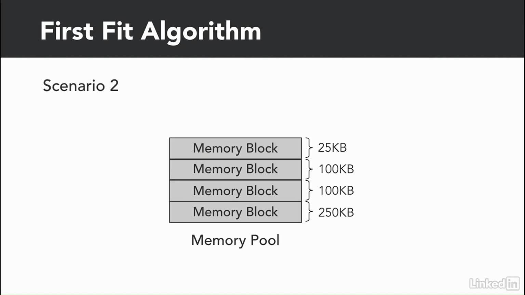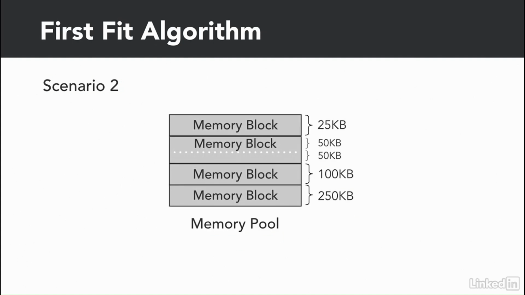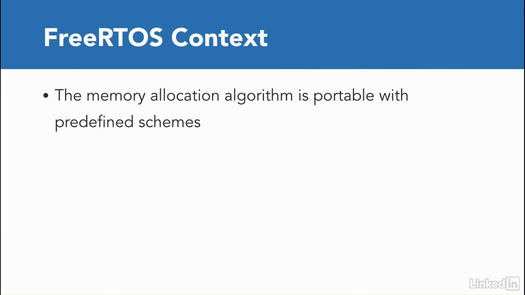In another example, if we have a memory space like this, to allocate the 50 kilobytes of memory space, the first fit algorithm will still find the second block as a fit. But this time, the remaining 50 kilobytes of this memory block can be available for other users. In FreeRTOS, the memory allocation algorithm is portable with predefined schemes.